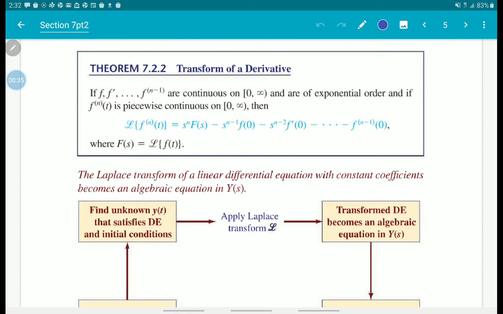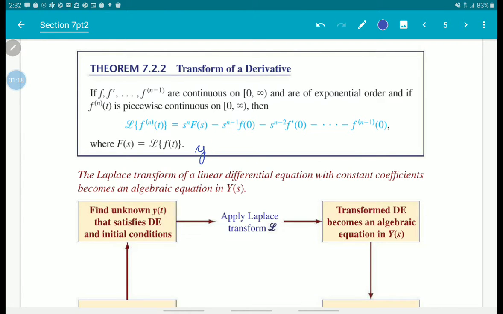So if we have a function f prime, it could be f double prime, all the way up to the n minus first derivative, these have to be continuous from 0 to infinity. They have to be of exponential order. And this derivative has to be a piecewise continuous function on 0 to infinity. Then we can take the Laplace of that. So we're going to talk about first and second order derivatives primarily. Let's apply that definition to figure out what the Laplace of all of these are going to look like.